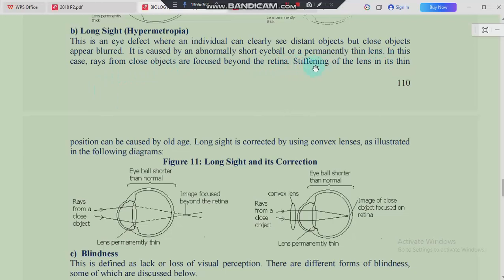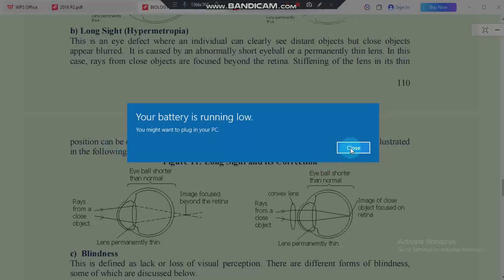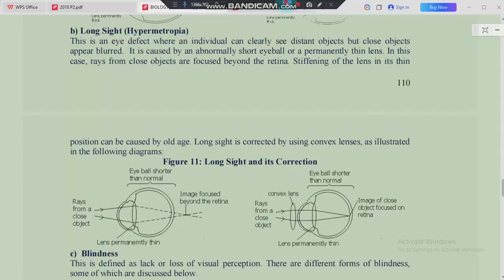So this is going to cause the stiffening of the lens in the thin position. So this usually happens in people when they reach their old age. And then this long-sightedness, which is known as hypermetropia, can be corrected using convex lenses, right? Remember in myopia, we said we use concave. Here in hypermetropia, we use convex lenses.